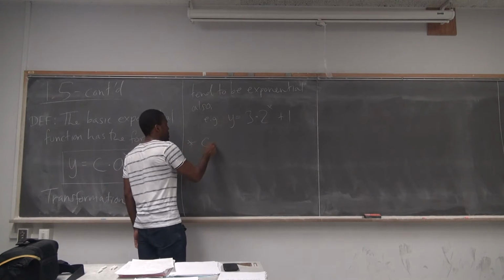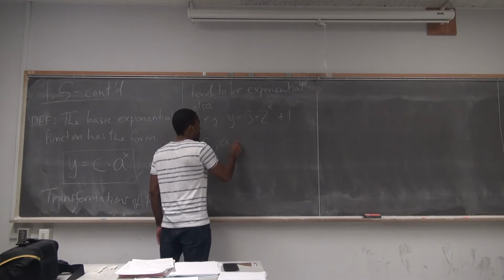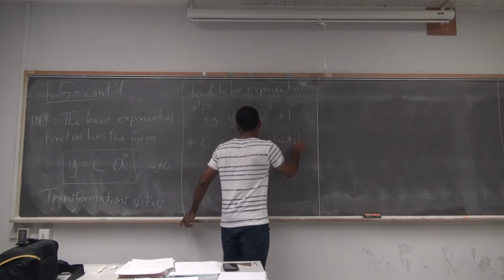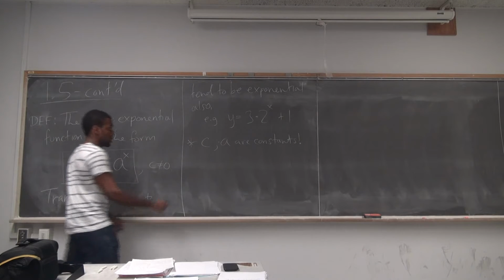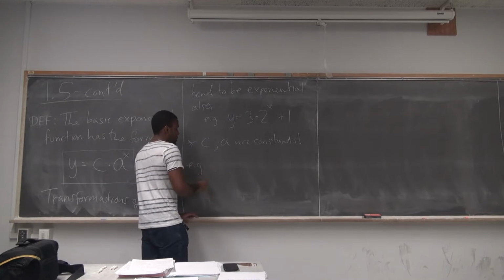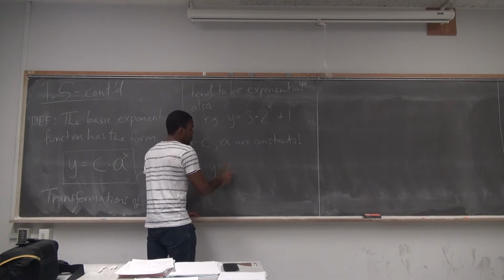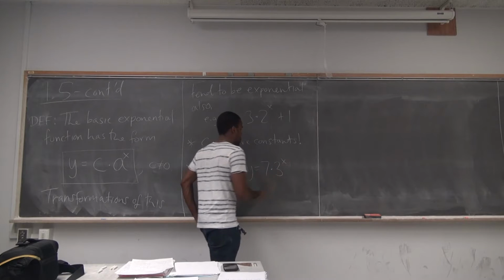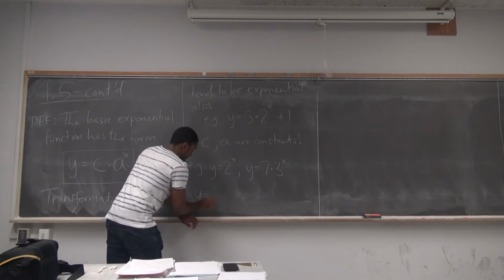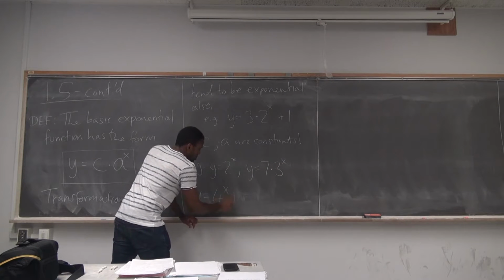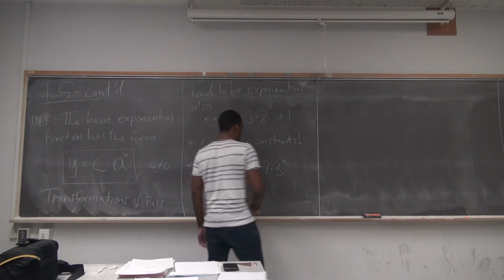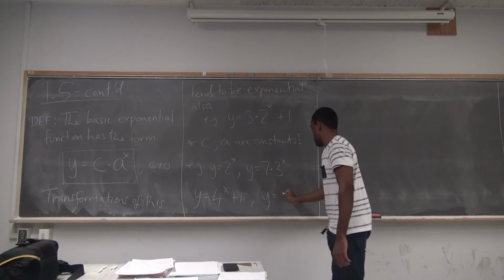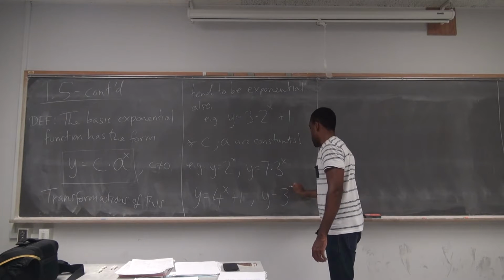Important to note here, c and a are constants. Right? So this has to be a number. So examples of exponential functions are like y equals 2 to the x, y equals 7 times 3 to the x, y equals 4 to the x plus 1. Something like y equals 3 to the minus x.